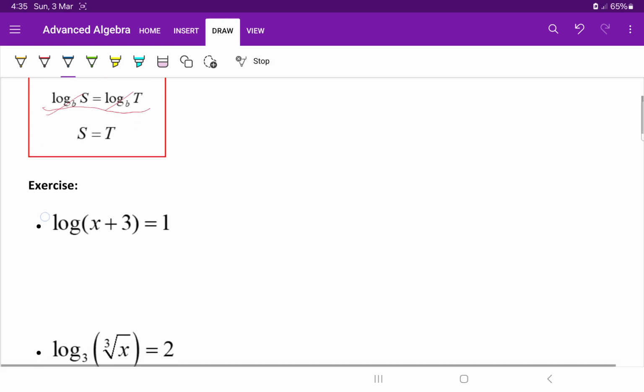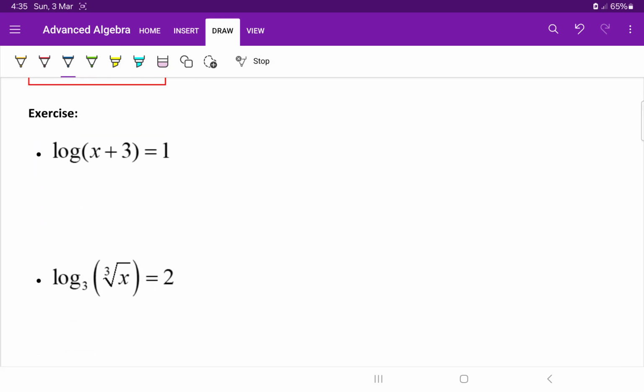Okay, so we have here exercise 1. Log of x plus 3 is equal to 1. Again, we cannot see any base here, so automatically this is base 10. If we try to express this in exponential form, then we have 10 raised to 1 is equal to the argument. This becomes 10 raised to 1 is equal to x plus 3. So obviously x is equal to 7.